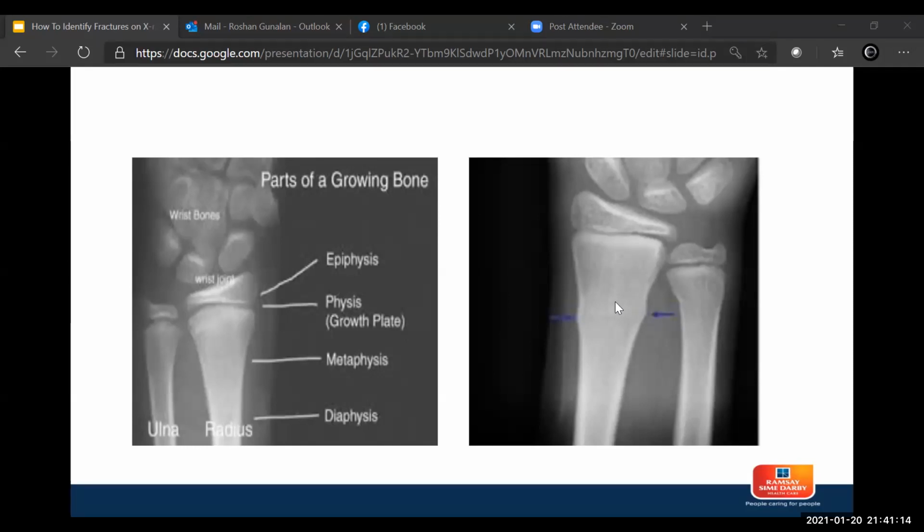Salter-Harris 5 generally is what you call a compression type of fracture. The mechanism is the same, but it occurs at the growth plate. It doesn't occur at the shaft.